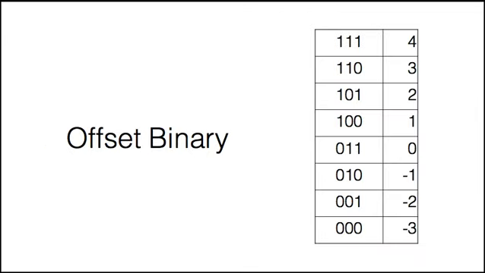So you could have something like 0, 0, 0 is minus 3. Next one up, 0, 0, 1 is minus 2. 0, 1, 0 is minus 1. 0, 1, 1 is 0. And just like that, you just have a range where you start at the bottom and work your way up to the top.